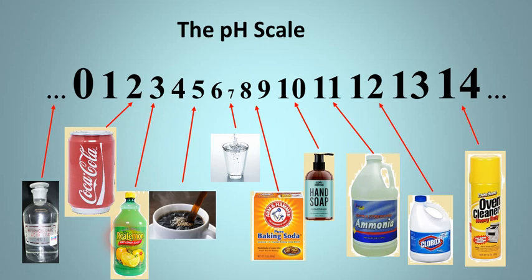Lemon juice is somewhere around a 3. Coca-Cola, a little bit higher than 2 possibly. These are often things that people drink. And so often drinks and foods tend to be on the acidic side.